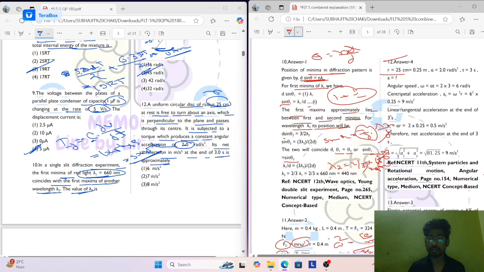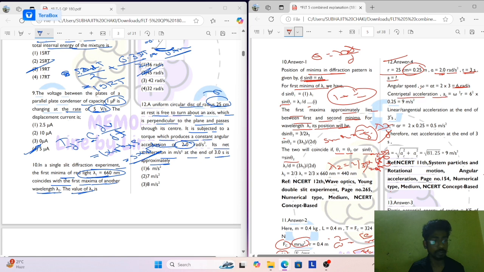Okay, so r is given, 25 centimeters, that is 0.25 meter, alpha is given, t is given. So angular speed we have to calculate from which formula? v equals u plus at, as the initial speed is 0. So omega will be equal to what? Alpha into t. Alpha is given as 2 and t is 3. So therefore omega will be equal to 6 radian per second.